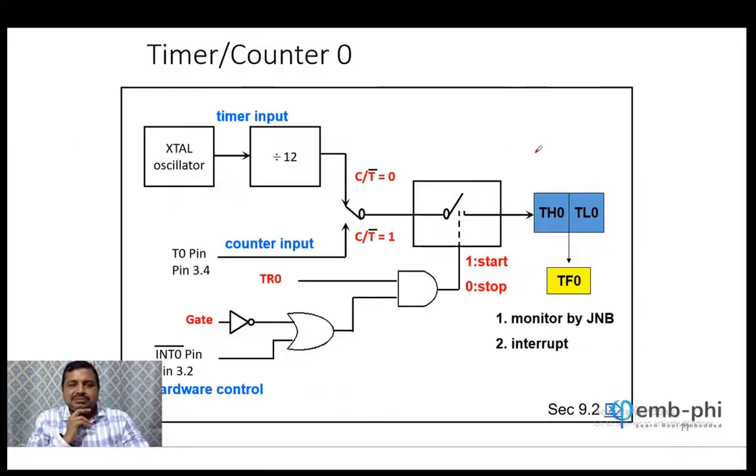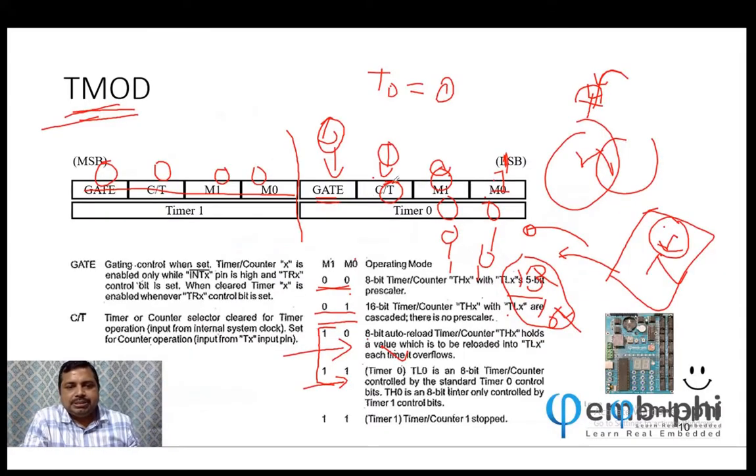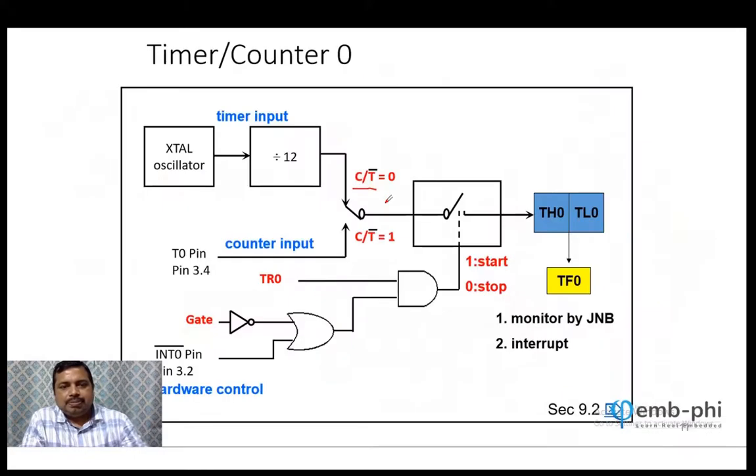The TMOD register. This is the same thing I told you above, a description of the same, but I'll try to explain again. Try to see here: this is the C/T pin, meaning whether I want it as a counter or a timer. Where is this bit? Here. This is the bit, C/T. If I make it 0, it means this switch is connected to here, and 0 means timer, and it will take input from here. But if I make this bit 1, it means it will take input from here.